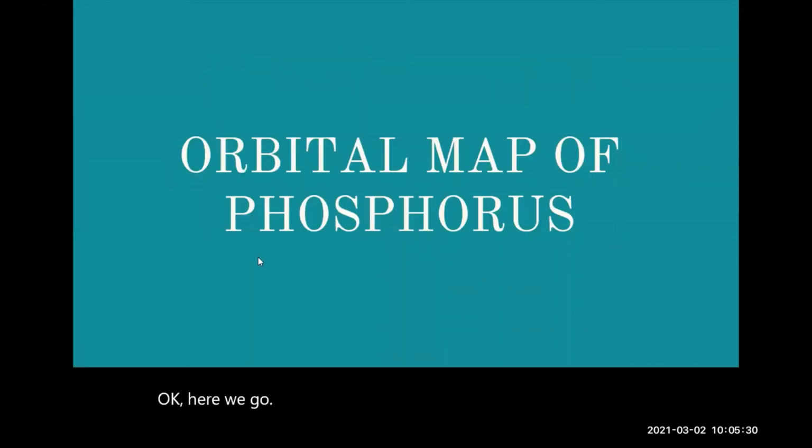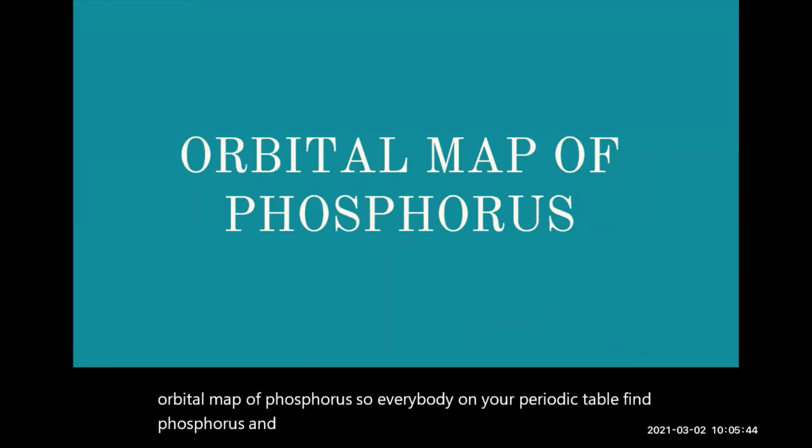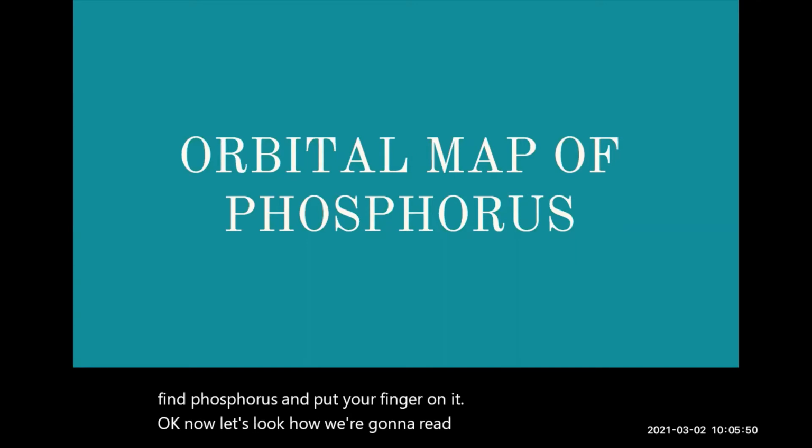So let's do a sample problem together. We're going to create the orbital map of phosphorus. So everybody on your periodic table, find phosphorus and put your finger on it. Okay, now let's look at how we're going to read this using our periodic table of electron configurations.